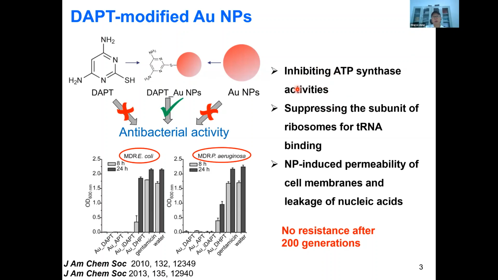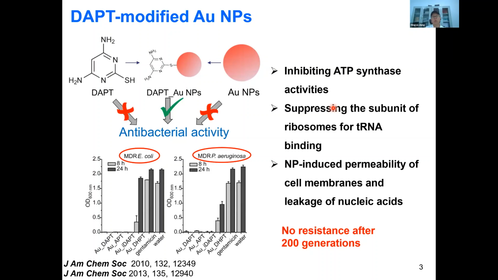enter the cell membrane and inhibit ATP synthesis activity. They could break the cell wall, and it could also suppress the subunit of ribosomes for tRNA binding. But I think the most important is that nanoparticles can induce the permeability of the cell membrane and leakage of the nucleic acid. So there's really a number of mechanisms in which the nanoparticles work to kill the bacteria.